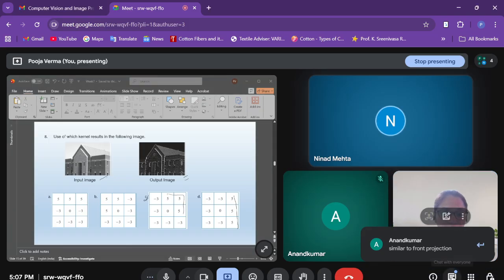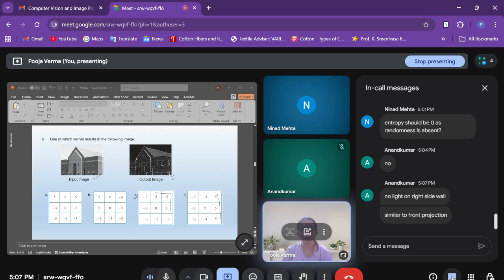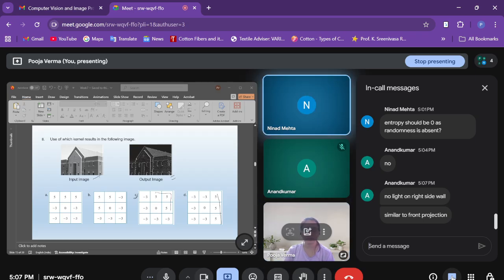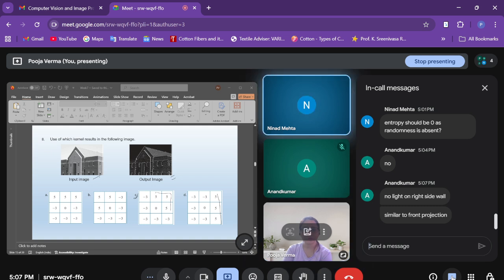I see. Only on the right side of the wall. Okay, got it. So that side is just glowing more. The right side of the wall, it is glowing. Okay, ma'am. Thank you. I'll look at it again.